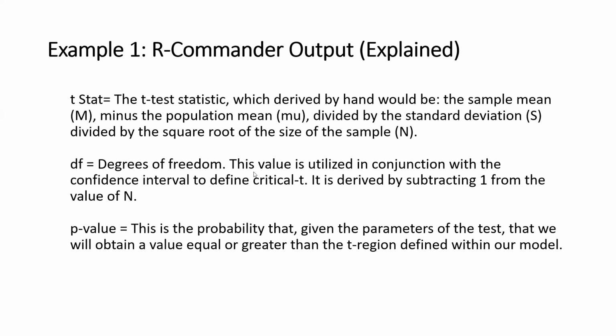df is degrees of freedom. This value is utilized in conjunction with the confidence interval to define critical t. It is derived by subtracting 1 from the value of n.